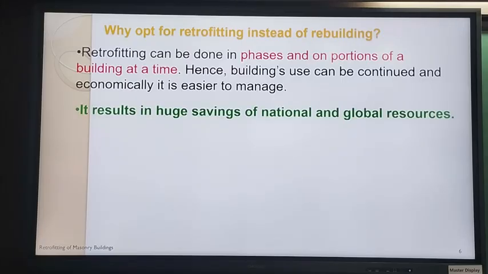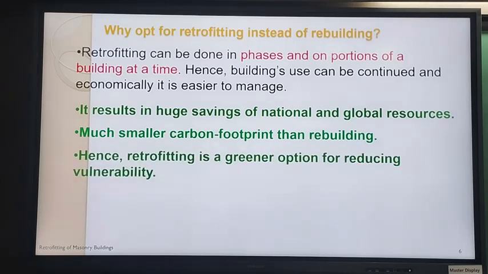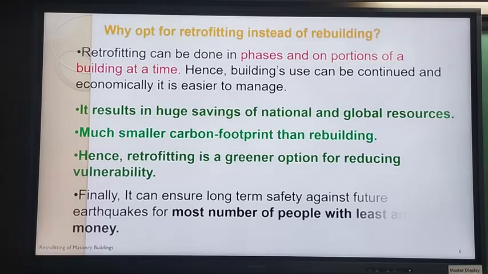It results in huge savings in national and global resources. Enormous amount of money. And much smaller carbon footprint than rebuilding. Alright, much smaller. So it's a greener option for reducing vulnerability. And this is the most important thing, that with the given money that you have, the most number of people can be covered under the safety net. Okay, because it costs so little.